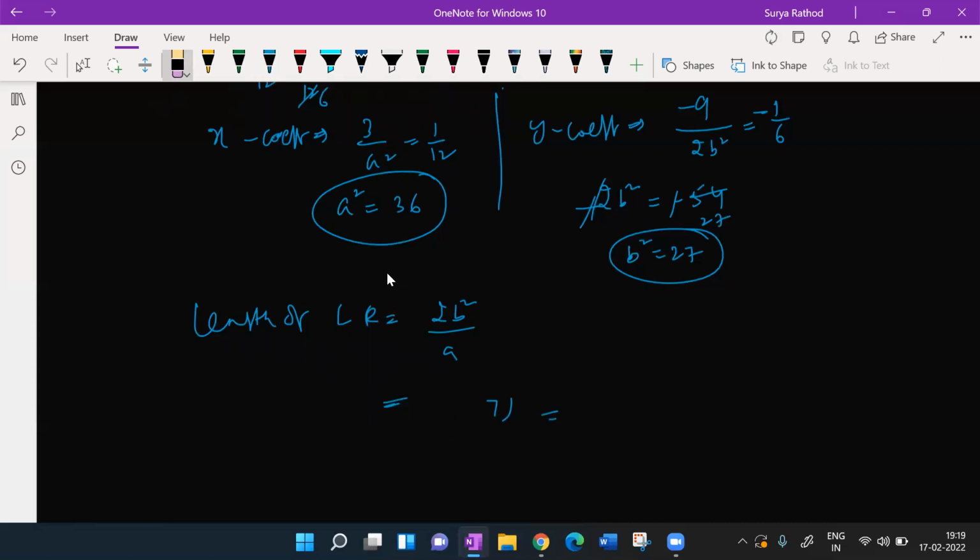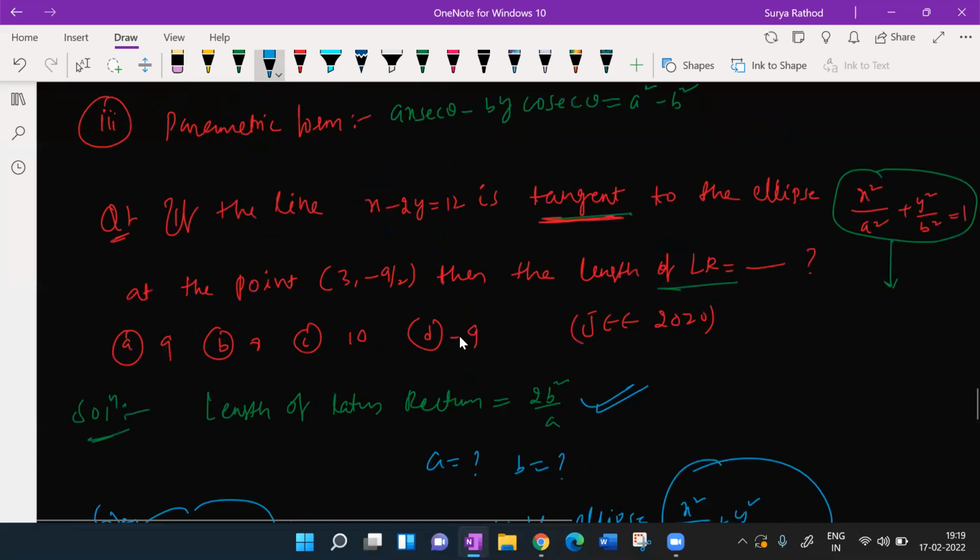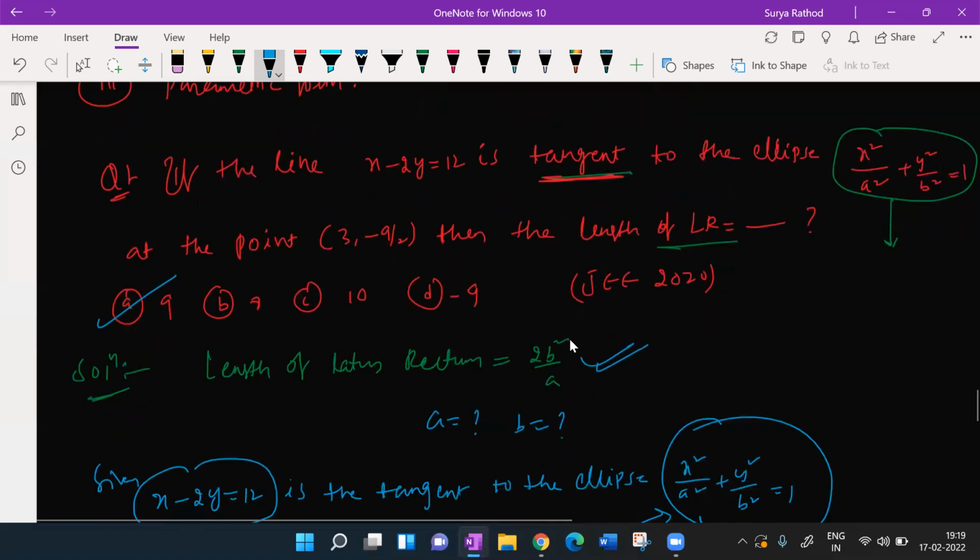What is the a value? Is it 6 or not? Do you understand? By 6. 2 ones are 2, 3 threes are 9. 9 is the answer. Correct? Any doubts? This is my length of latus rectum. Option A is correct. Children, any doubt?